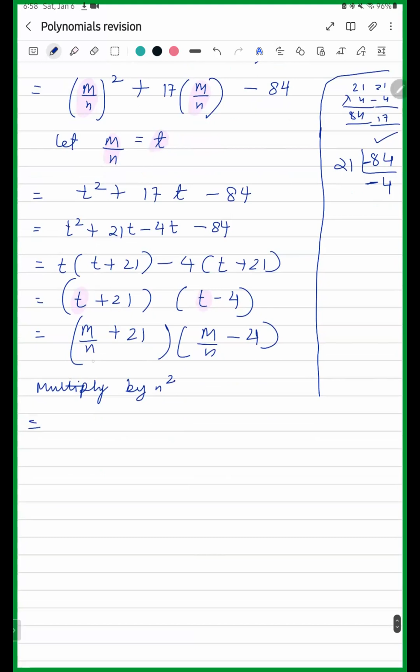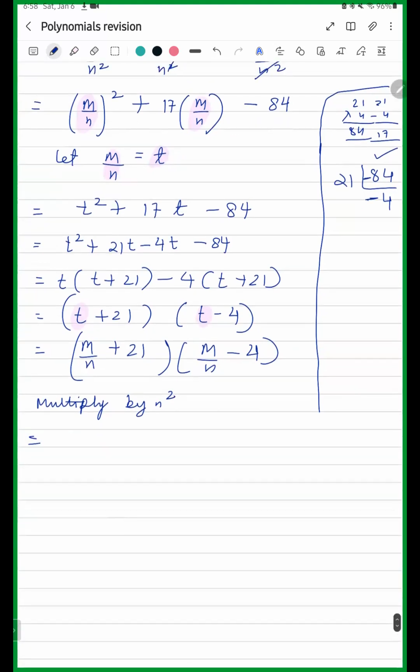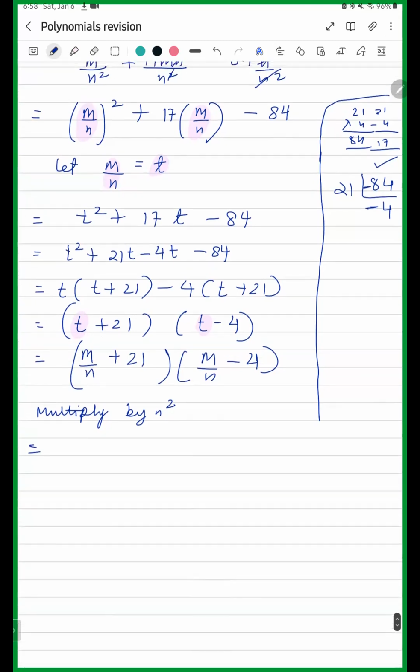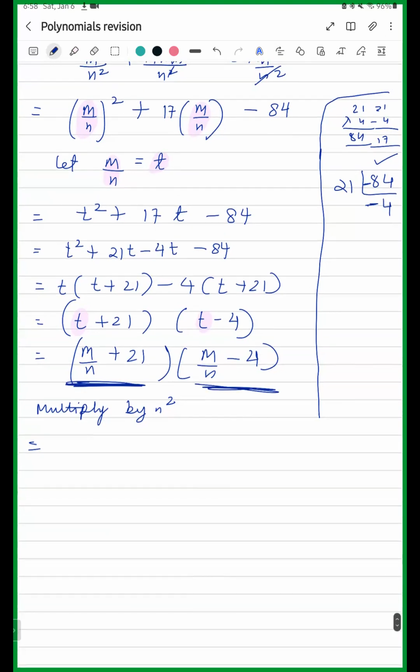So if you're not understanding, please ask. Once again, I'm repeating over and over again. We have to multiply both the brackets. So you have to multiply it by n square, meaning what? One n you will multiply in this bracket and the other n you will multiply in this bracket. So n into n square, right?